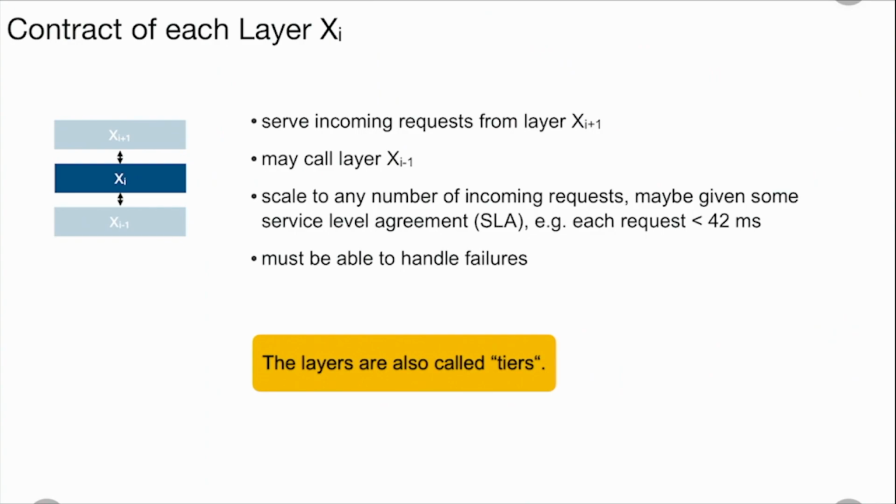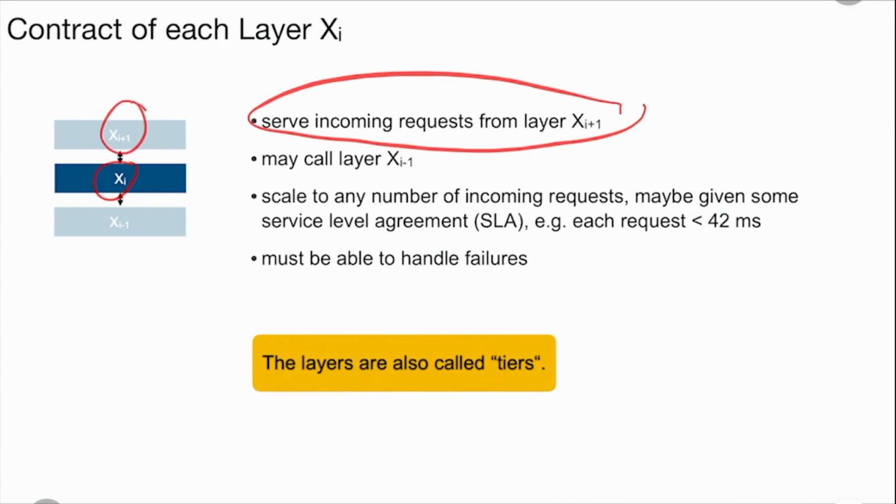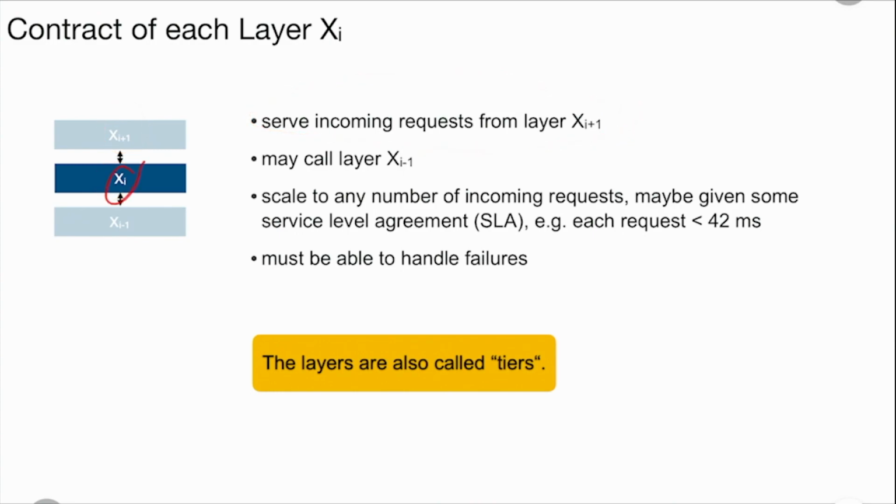So basically what these layers do, and we will use that in the following, is that they have a contract. It's similar to any layered architecture. So you're on a layer xi, and it serves incoming requests from a layer above, xi plus 1. So xi plus 1 makes requests to layer xi, and xi in turn makes requests to layer xi minus 1. And what you want to do is scale to any number of incoming requests.